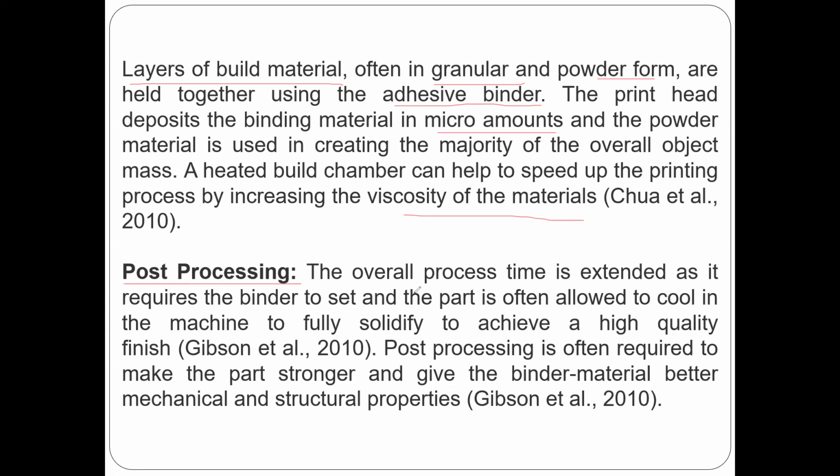So this is one thing. Then you need to take it for sintering, for example. After sintering, maybe there's a need for polishing, maybe machining, and like that. So the overall process time is extended as it requires the binder to set. You need to wait for some time once the part is printed. In order to gain the proper hardness for the part, you need to give some time to the binder so that it can set itself. And the part is often allowed to cool in the machine to fully solidify and achieve a higher quality finish.